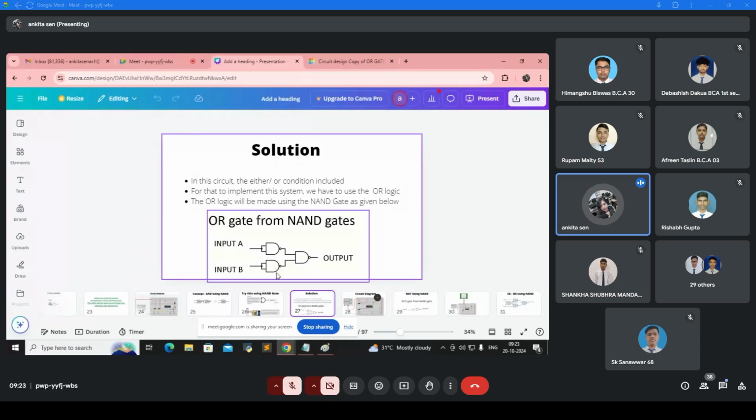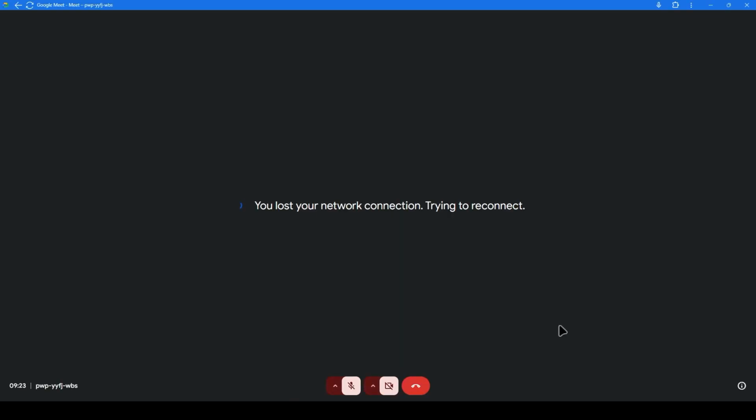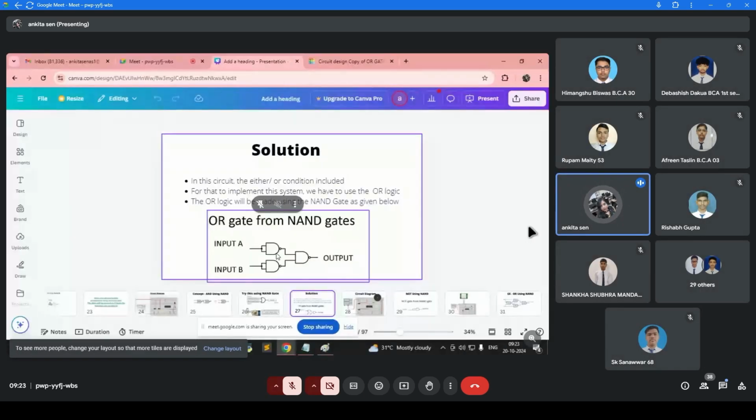If you have to implement the OR gate using NAND gate, remember this circuit, not just for practical but for the theoretical part also. You need 3 NAND gates to implement one OR gate. How many NAND gates are required to implement one OR gate? It's a very common question. You have to remember these things. There will be 3 NAND gates to implement one OR gate. Got my point?